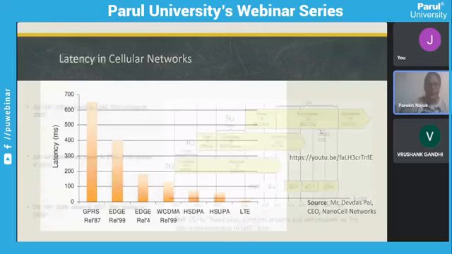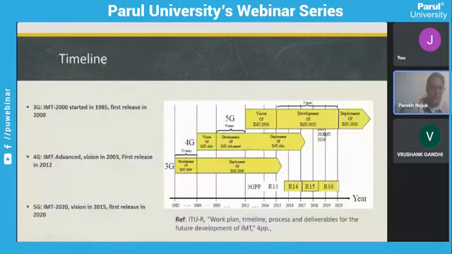Now, this is the timeline for the IMT standards: 3G, 4G and 5G. You can see it starts from 1985, but it's not like it happens in one decade. It takes lots of time. First of all, you have the vision of 5G. It starts from the year 2012, and it takes around 5 years to have a vision.